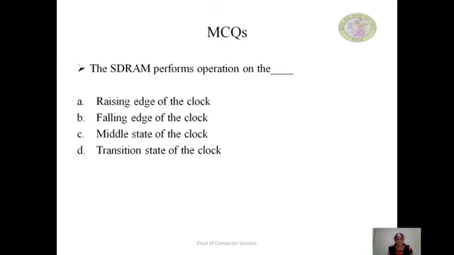In that, the first question is, the SDRAM performs operation on option A, the rising edge of a clock, option B, the falling edge of a clock, option C, the middle state of the clock, and option D, the transition state of the clock. As I told, the synchronous DRAM will perform all its actions on the rising edge of a clock signal. So the answer is A, that is the rising edge of the clock.